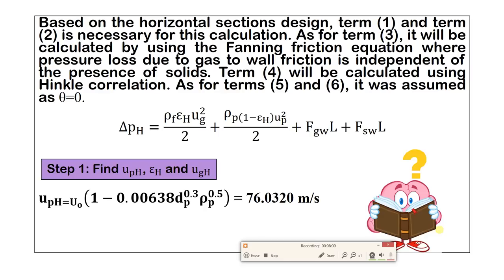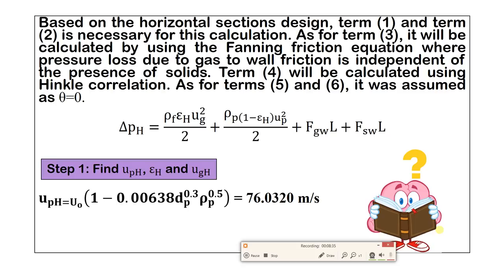Based on the horizontal section's design, term 1 and term 2 are necessary for this calculation. As for term 3, it will be calculated using the Fanning friction equation, where pressure loss due to gas-to-wall friction is independent of the presence of solids. Term 4 will be calculated using the Hinkle correlation.